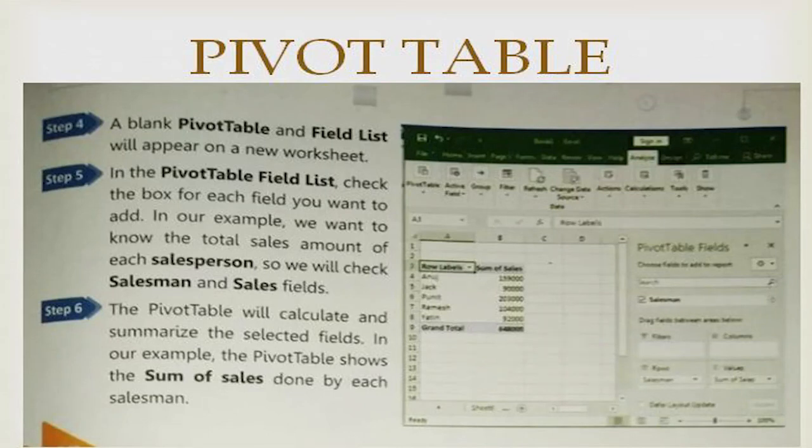Step 5. In the pivot table field list, check the box for each field you want to add. In our example, we want to know the total sales amount of each and every salesperson. So we will check the Salesman and Sales fields. Now the pivot table will calculate and summarize the selected fields. In our example, the pivot table shows the sum of the sales done by each salesman. Let us have a look at a small video.